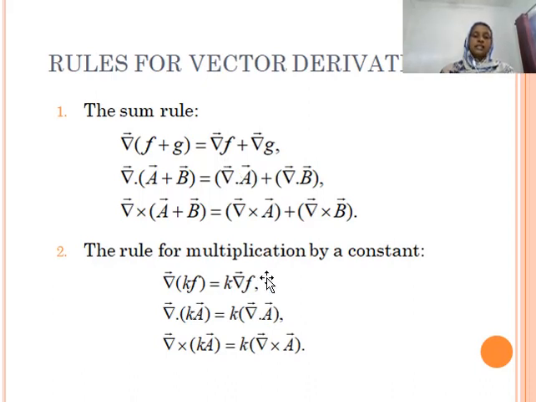Okay. The second one is multiplication by a constant. In this case also, this is just like our ordinary derivative: a constant into gradient f, a constant into divergence A, a constant into curl A.